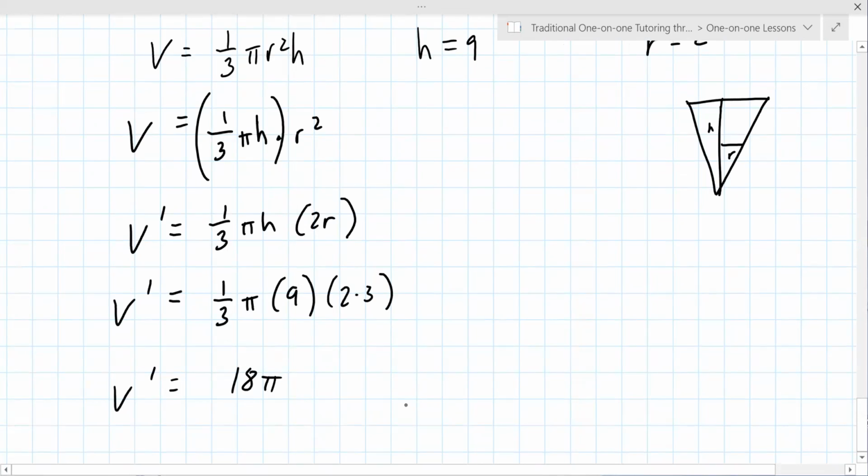And now we need some units. The units of volume are feet cubed. And again, this is a little weird. It's usually with respect to time. But since it changes with respect to its radius, the radius units will be here, but usually it's a time unit here.